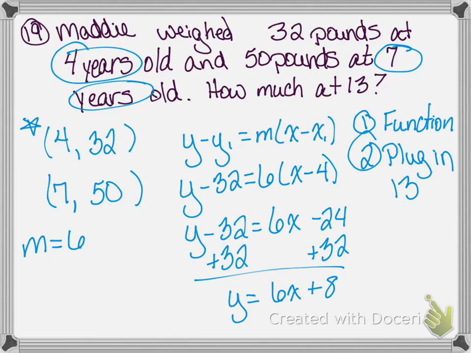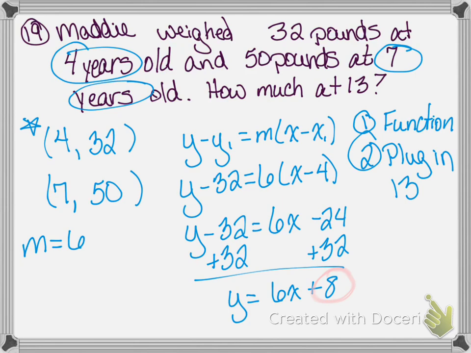Now, what this is actually telling us, if we think about this linear relationship of weight over the course of Maddie's life from when she was born until when she was 13, this 8 right here is how much she weighed when she was born. Her starting weight was 8 pounds, and then she consistently gained 6 pounds each year. That's actually not exactly how it works, because a baby gains a lot more than 6 pounds in that first year. But the overall function is linear. And so that is where we are.